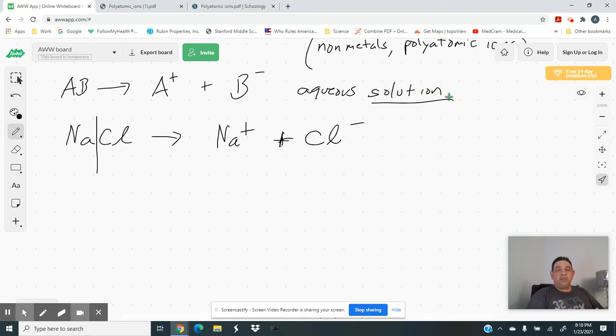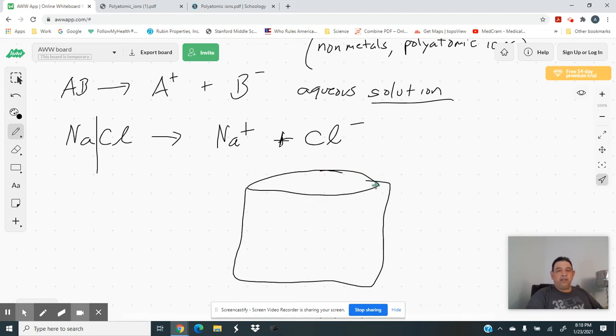A solution is a mixture. We'll talk more about it later this semester. But whenever you hear the word solution in chemistry, it's a mixture. You can think of it this way. Here we have our beaker, a little container, and you have some sodium chloride solid.